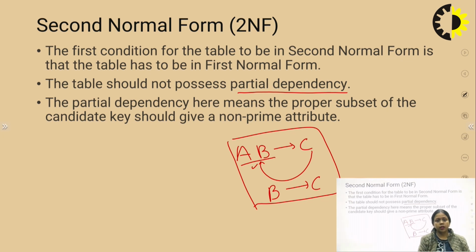We have to check the tables. They should not contain partial dependency, and if a table has partial dependency, then by decomposing the table we have to convert it into the second normal form. The partial dependency here means a proper subset of the candidate key determines a non-prime attribute. Okay, so now we see with the help of an example.